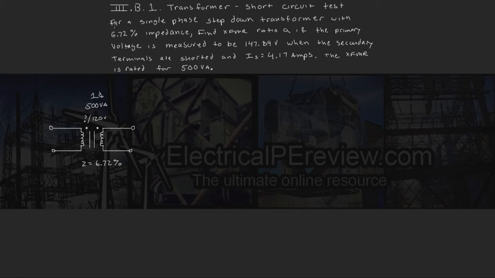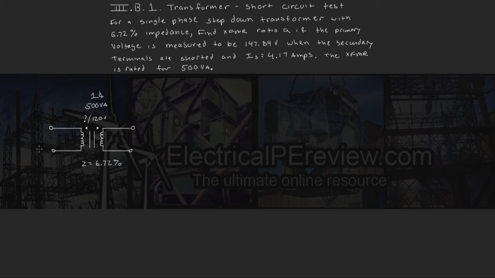The problem reads, for a single phase step-down transformer with 6.72% impedance, find the transformer ratio A if the primary voltage is measured to be 147.84 volts when the secondary terminals are shorted and I secondary equals 4.17 amps. The transformer is rated for 500 volt amps.